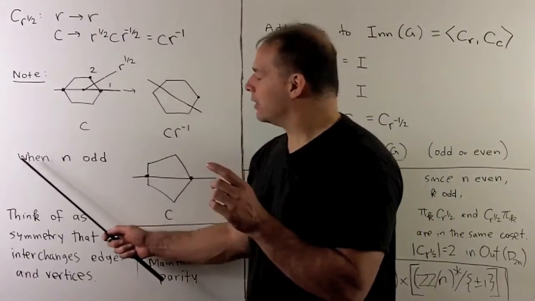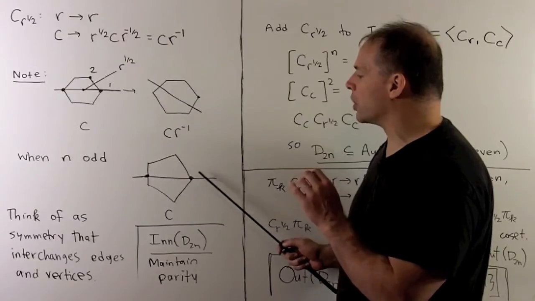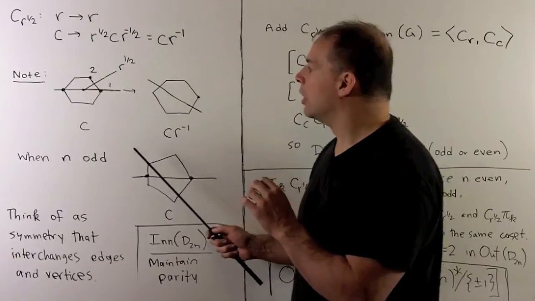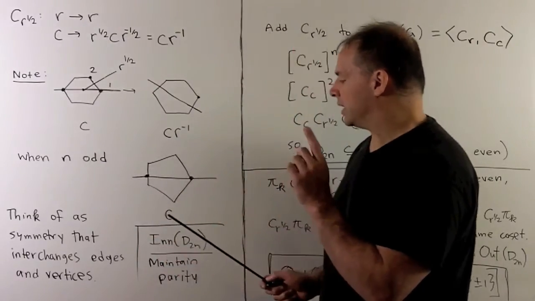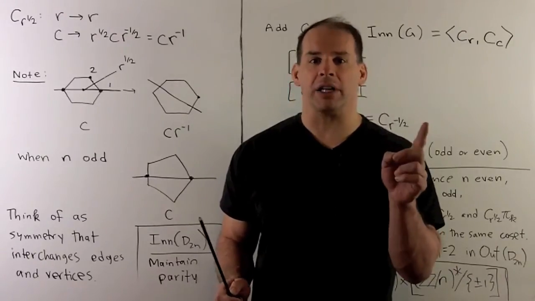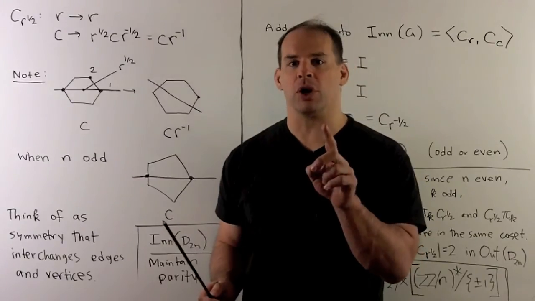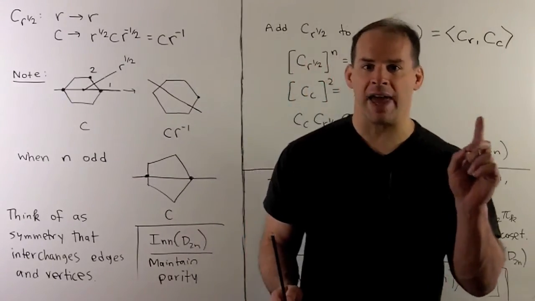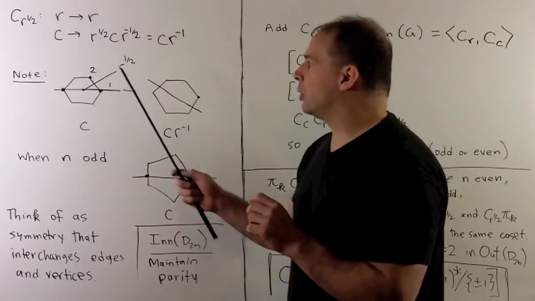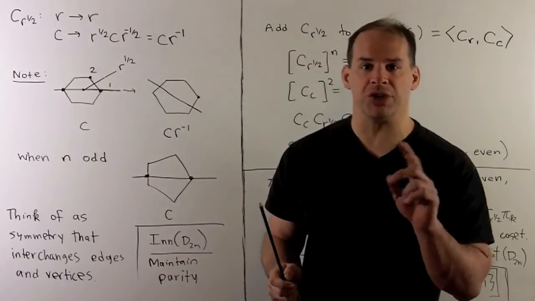When n is odd, this isn't an issue. Okay, when n is odd, every axis of reflection goes through a vertex and an opposing edge. Now, we should also note when n is even, if we consider the inner automorphisms, it's going to maintain parity. So if I have a reflection fixing an opposite pair of vertices, it goes to another reflection of that type. Similarly for the edges. So by including this conjugation by R to the 1/2, we're catching the interchange between vertices and edges.